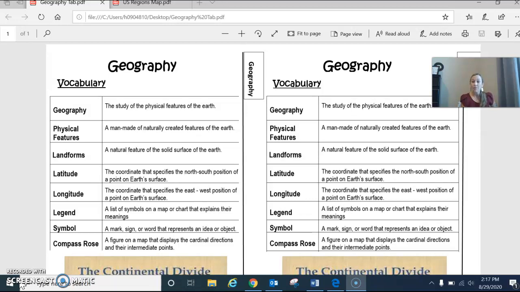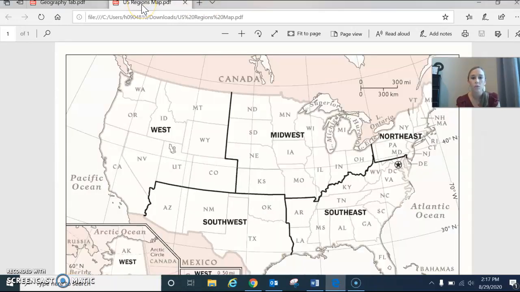Some of these vocabulary words we're going to look at very carefully today, and we're going to look back at a map that you've already looked at last week and see how some of these words fit into the context of that map. So today we're going to look at symbol, latitude, and longitude. So let's take a peek back at the U.S. regions map that you looked at last week.